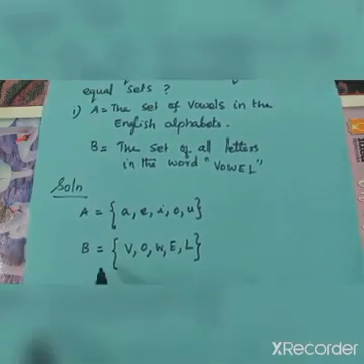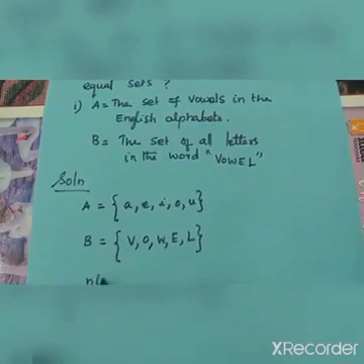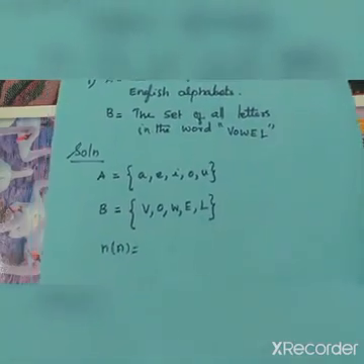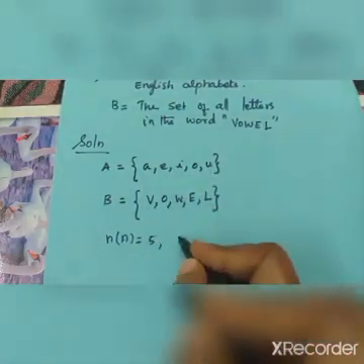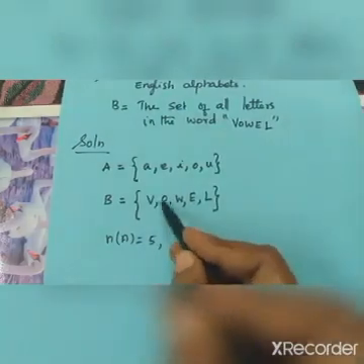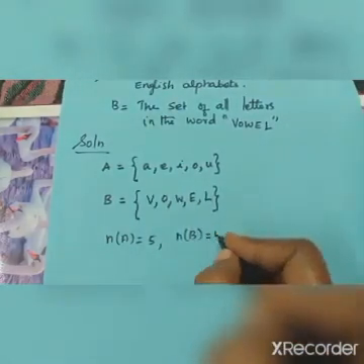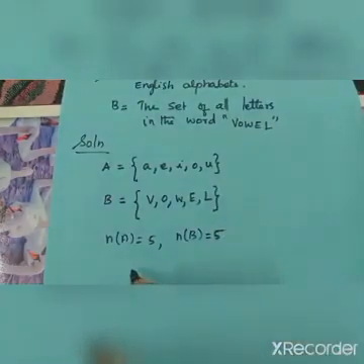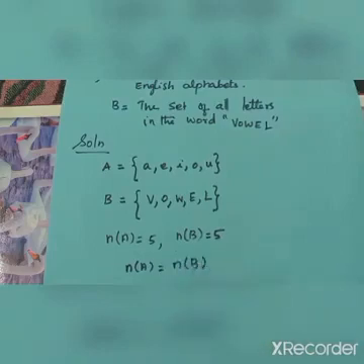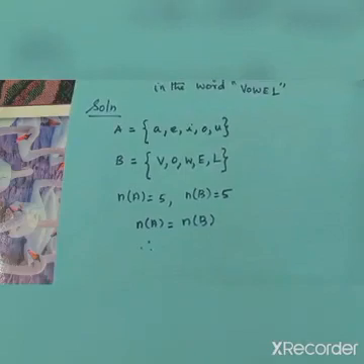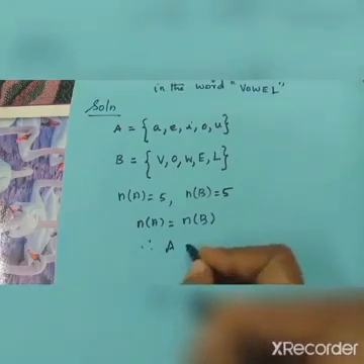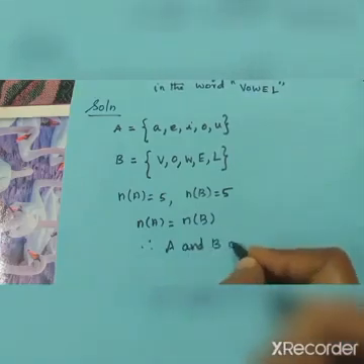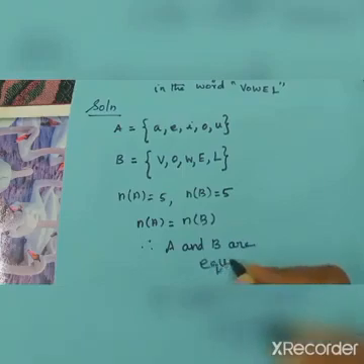So let us write the number of elements in set A. That is n(A) equal to 5, comma, n(B) is equal to 5. So next we can write n(A) is equal to n(B). Therefore, A and B are equivalent sets. Okay. Therefore, the sets A and B are equivalent sets.